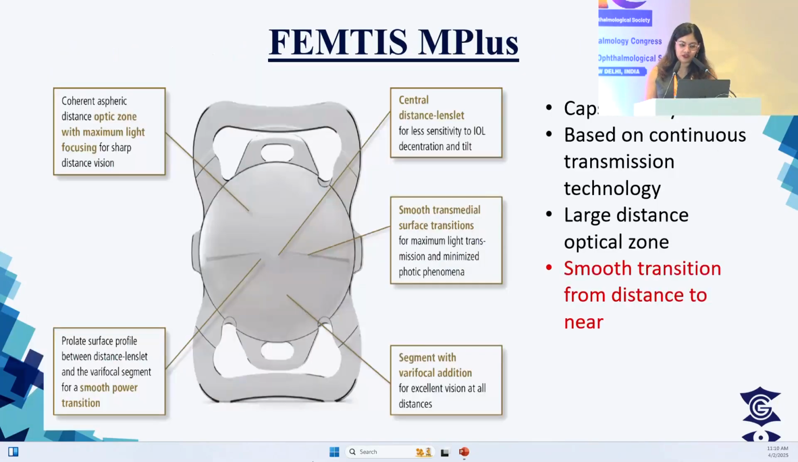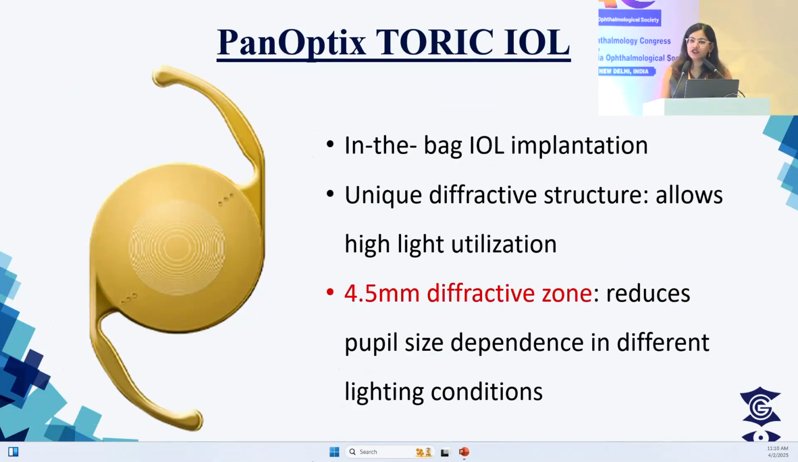One such lens is the trifocal intraocular lens, which, compared to bifocal IOLs, improves the intermediate vision by providing a third focus. The Femtis M+ is one such IOL, designed for capsulotomy fixation, and it provides smooth vision from distance to near based on its asymmetric refractive optics with varifocal technology. A second such variant is the Panoptix toric IOL, which is designed for in-the-bag implantation. It has a unique diffractive structure which allows high light utilization.